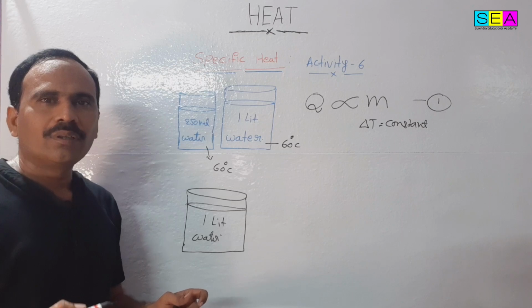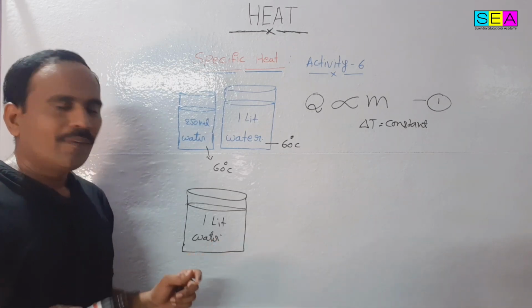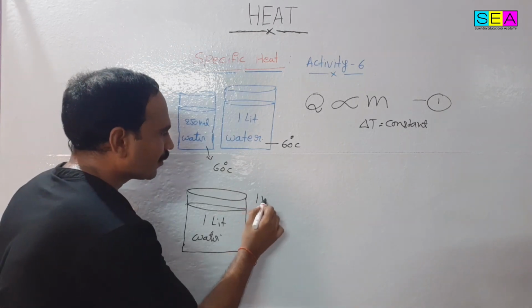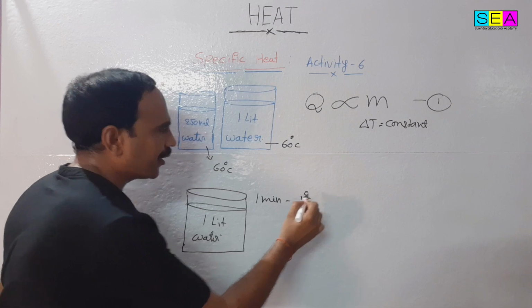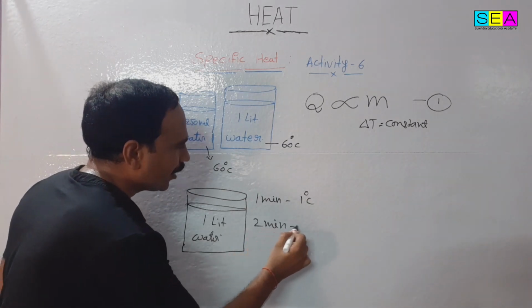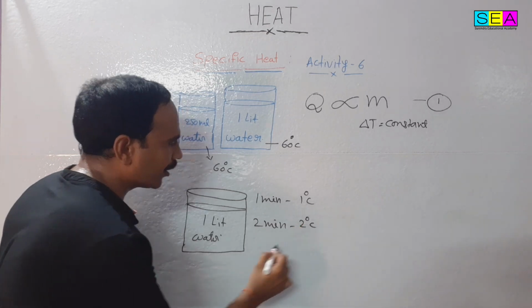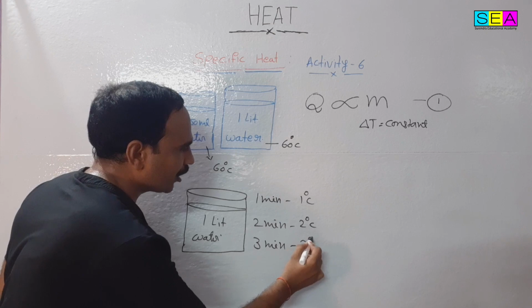For example, its initial temperature is 0. For the first minute, its temperature is increased to 1 degree Celsius. For 2 minutes, its temperature is increased to 2 degrees. For 3 minutes, its temperature is increased to 3 degrees.